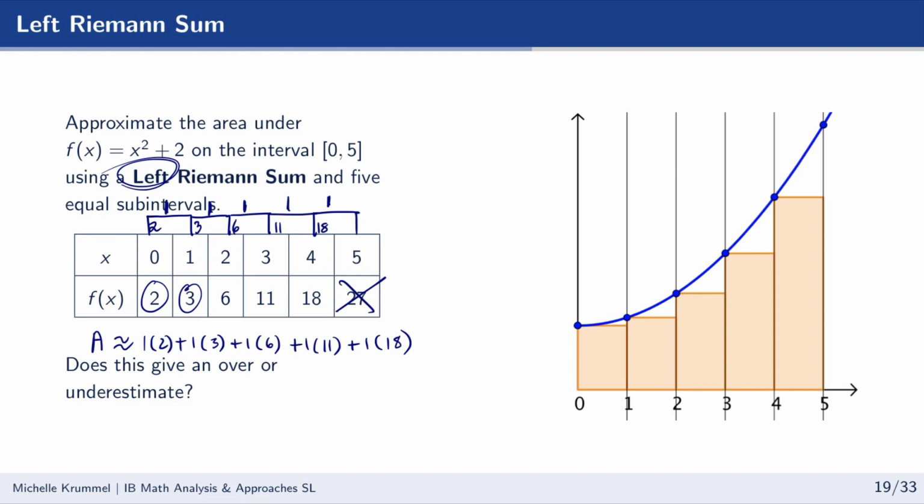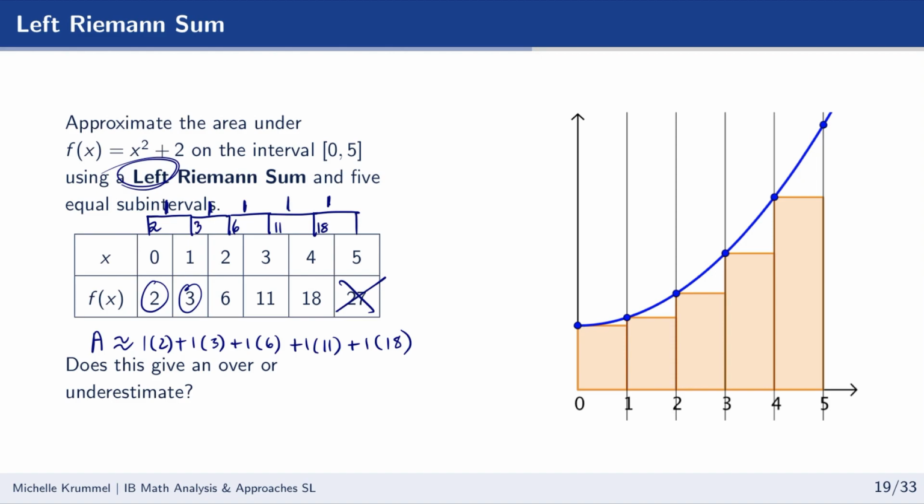to get our estimate. Does this give us an over or under estimate? So it's nice having the graph there as a visual reference. We can see right away that we're getting an underestimate because the rectangles do not capture all of the area under the curve. If you don't have the graph to look at, then you can still observe in the table that f of x is increasing.